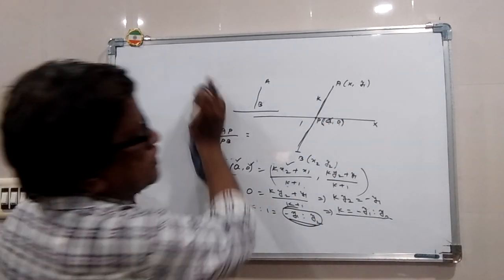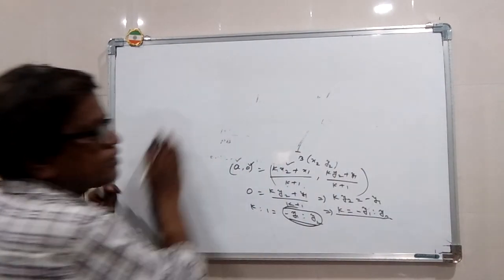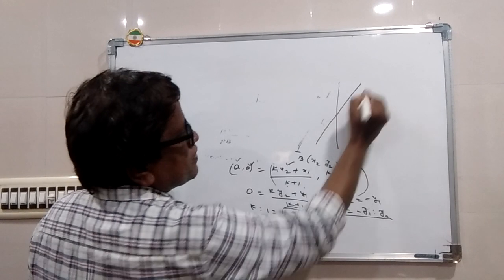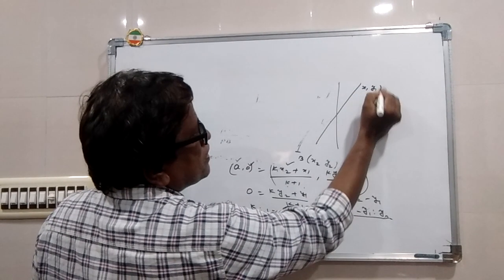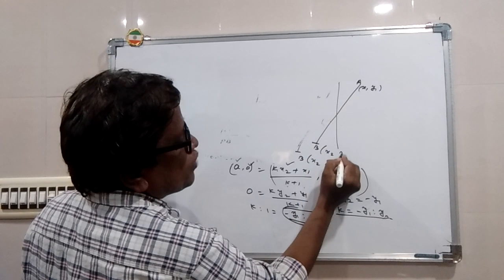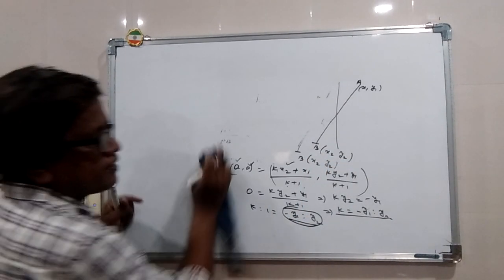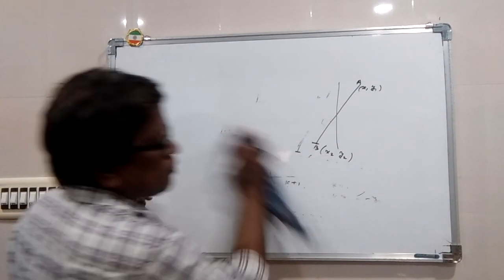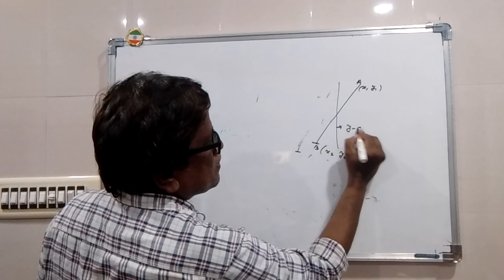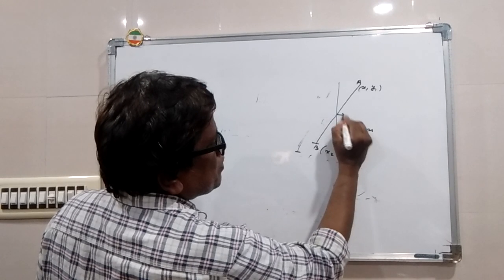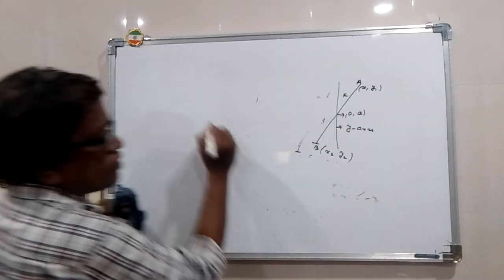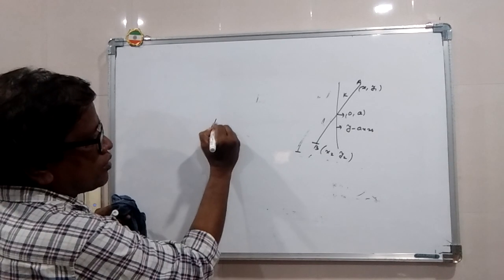Similarly, consider the ratio by which the y-axis divides the line segment joining the points x1, y1 and x2, y2. This is your y-axis. So now we can take this point as 0, a or 0, b. Ratio is k is to 1. So here the y-axis divides the line segment.